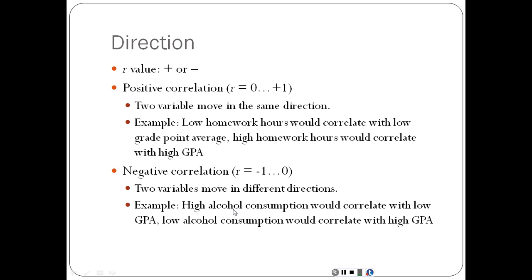So for instance, we can say high alcohol consumption would correlate with a low GPA. So if someone's drinking a lot, it's likely that they would have a low GPA. And we can flip this situation over as well. We can say low alcohol consumption would correlate with a high GPA.